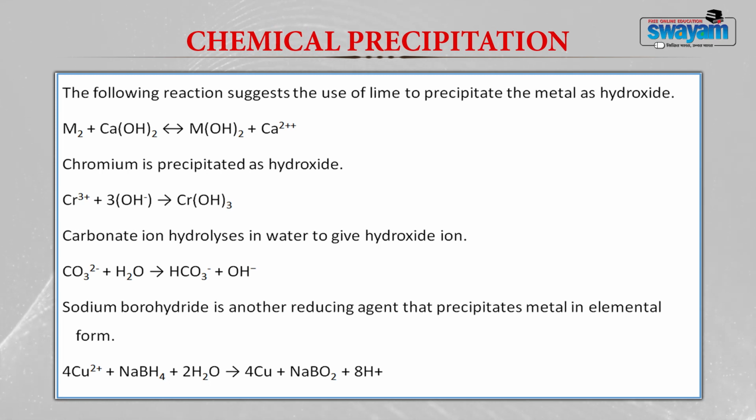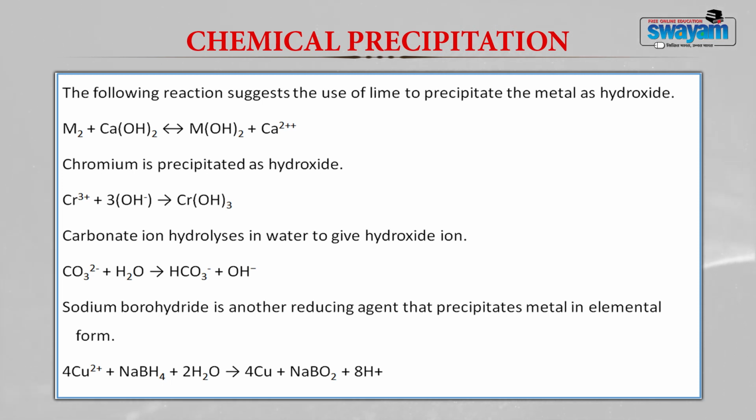Same way, if you want to precipitate chromium, chromium can be precipitated as hydroxide. So, Cr3+ plus 3 hydroxide ions will give you Cr(OH)3. Same way, carbonate ion hydrolyzes in water to give hydroxide ion.